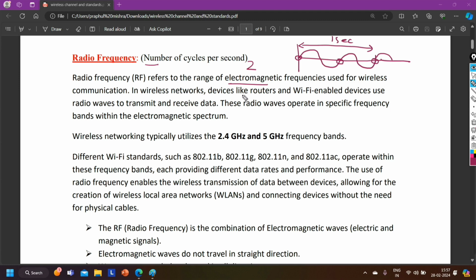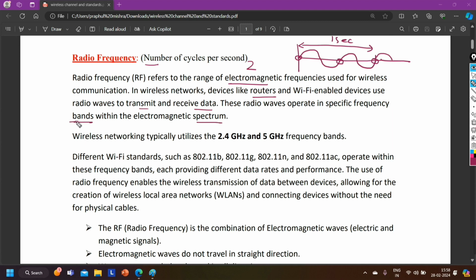In wireless networks, devices like your routers, I'm talking about the Wi-Fi routers, and Wi-Fi enabled devices use radio waves to transmit and receive data. It is saying that in a wireless network, devices like a router or Wi-Fi enabled devices like your PC, laptop, mobile phone, tablet use radio waves to transmit and receive data. So wireless devices are going to transmit or receive data with the help of radio waves only. And guys, a radio wave is a combination of electric and magnetic wave. That's it. These radio waves operate in specific frequency bands within the electromagnetic spectrum.